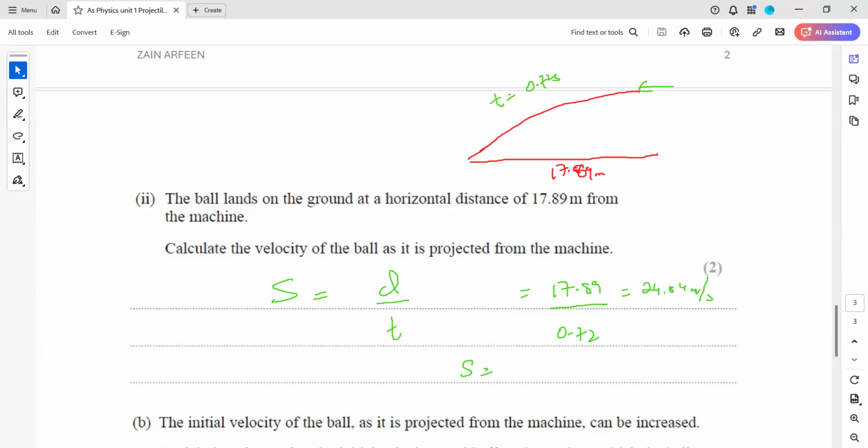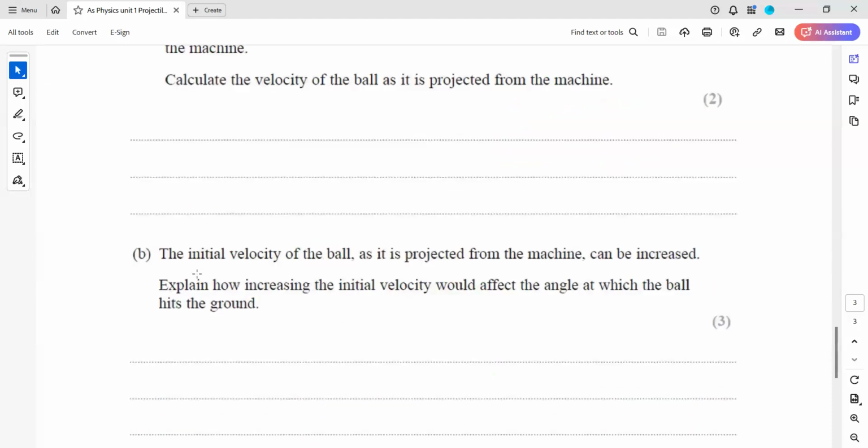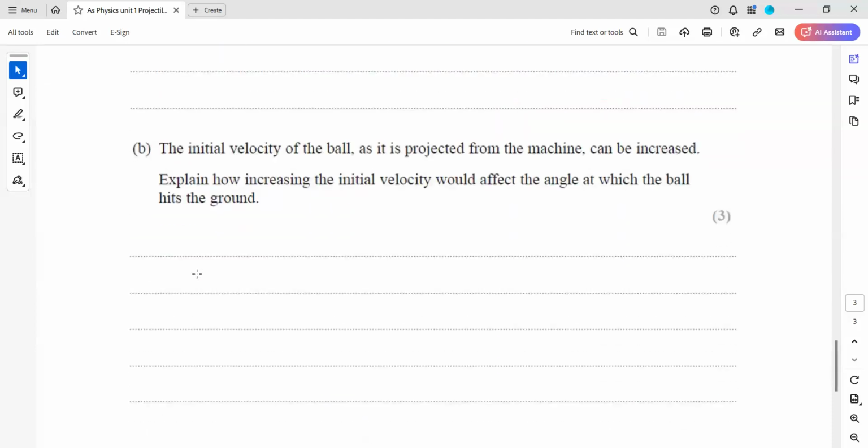Vertical component is 0. There is no vertical velocity. So the vertical velocity, or vertical component, is 0 in the beginning. The initial velocity of a ball as it is projected from the machine can be increased. How would increasing the initial velocity affect the angle at which the ball hits the ground?